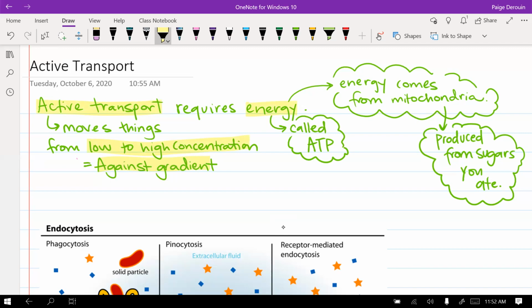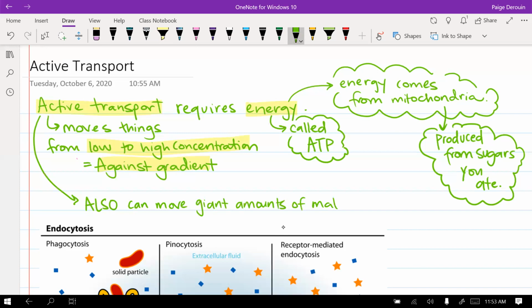All right, so now we're going to add on to this with something new. It also can move giant amounts of material or giant materials at one time. And that's what we're going to be talking about today.